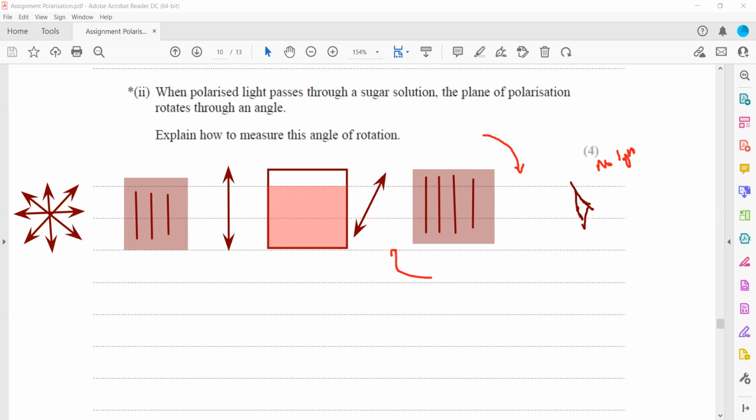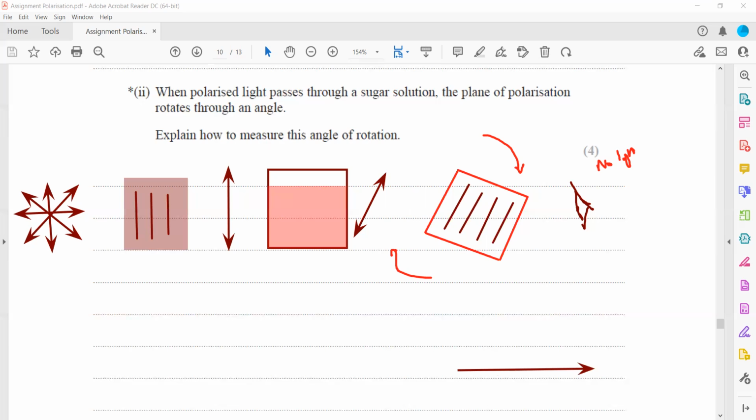Now what will happen? Right now we are not able to see any light, but once we rotate the polarizing filter and its plane is parallel to the component of the light, again we are able to see the light. So when we see the light, we will record that angle, how much we rotated this polarizing filter with this concentration of a sugar solution.